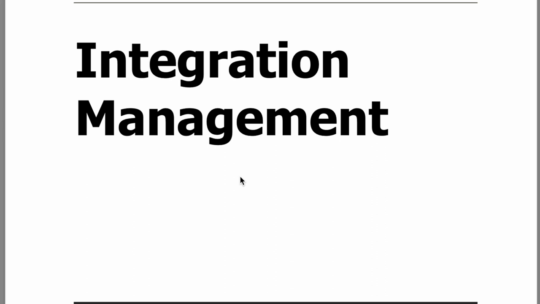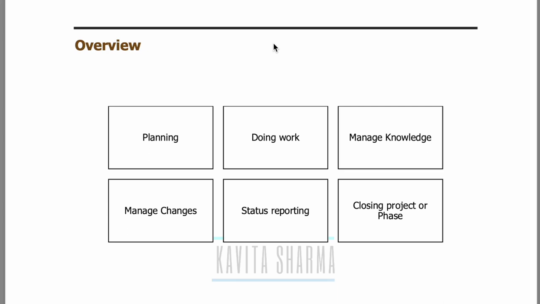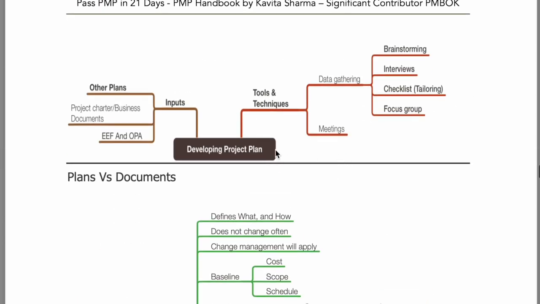Let's talk about how we do the project. If you are from PMBOK 6, we call that integration management. The first thing we've been talking about is, how do we develop scope? How do we control schedule? How do I work with quality and so on? Here, I as a project manager have to take care of everything. So if I'm the PM, or a development team member, I would be planning, doing the work, managing knowledge, managing changes, doing status reporting, and closing the project or the phase. These are a few things which I have to do irrespective of whichever knowledge area we have read so far. So I develop the project plan.